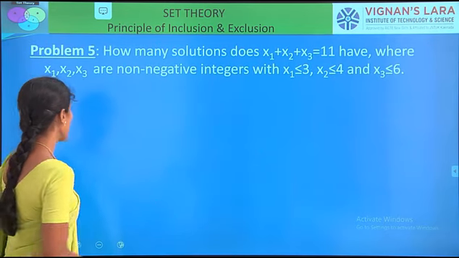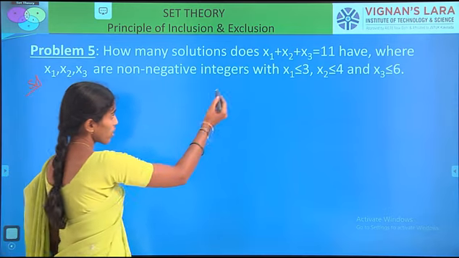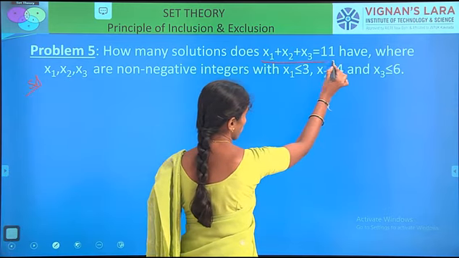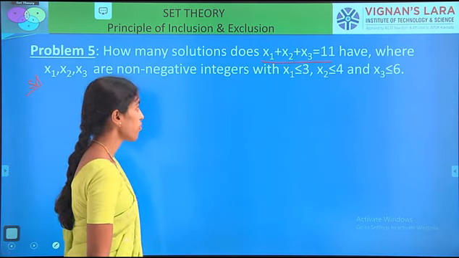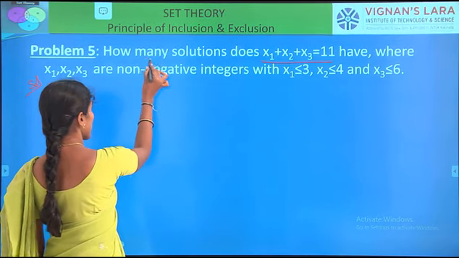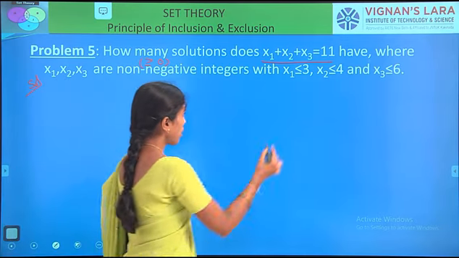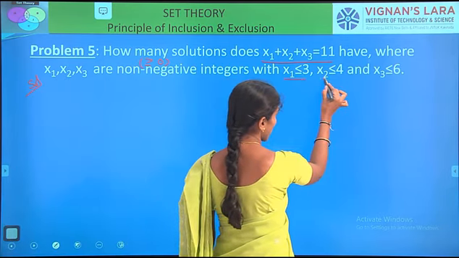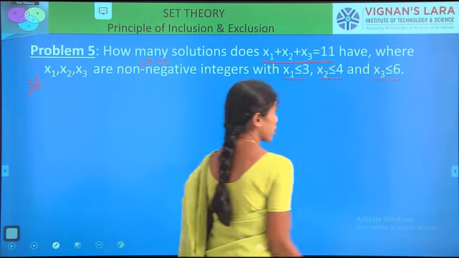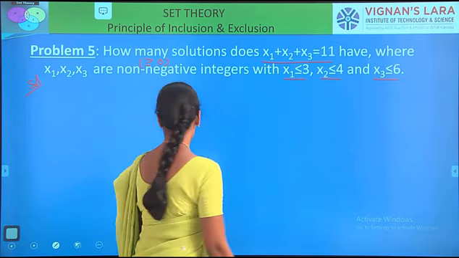Right, we will see the next sum. Here the problem is: how many solutions does x1 plus x2 plus x3 equal to 11 have, where x1, x2, x3 are non-negative integers, meaning greater than or equal to 0. But the conditions are x1 less than or equal to 3, x2 less than or equal to 4 and x3 less than or equal to 6.